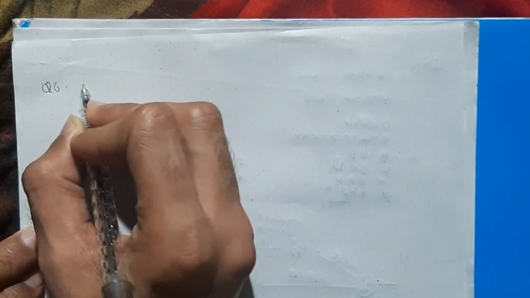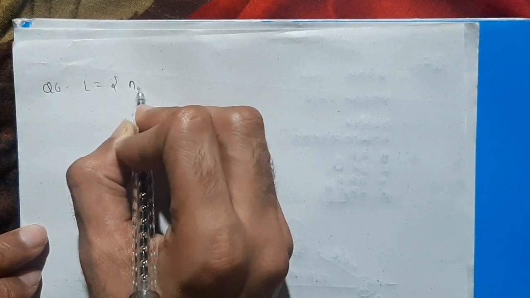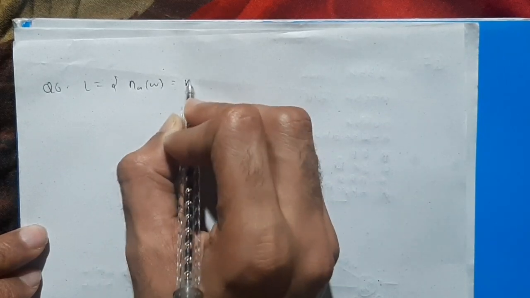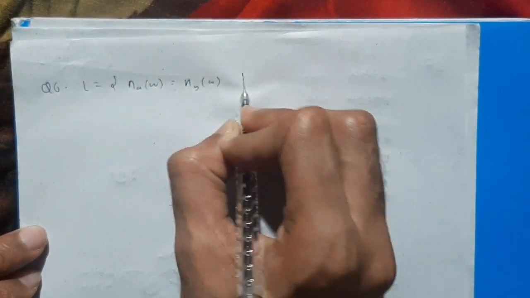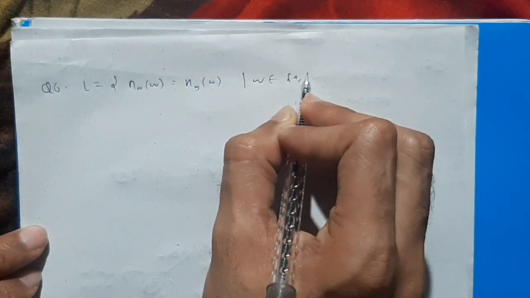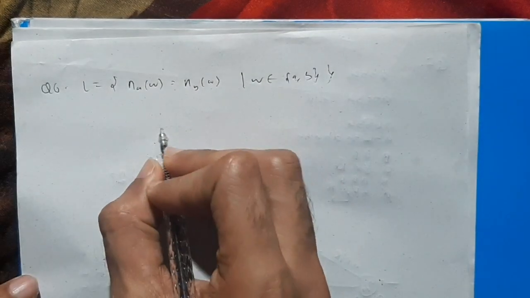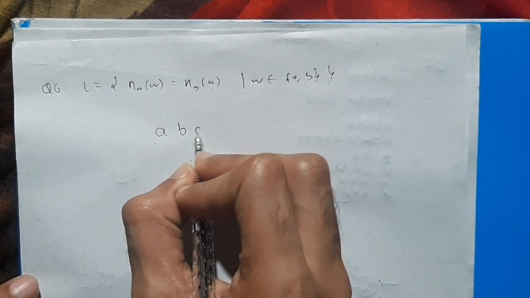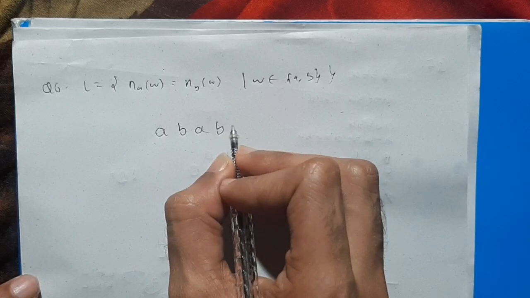The next question is we should have the number of a's and b's as same. Okay, so the next question, L is equal to NA, number of a's in W is equal to number of b's in W, and W belongs to a comma b, and this is the language which is given to us. You have to construct the Turing machine for it. So let's take a sample string here like AB. Okay, and here we will have a blank space.